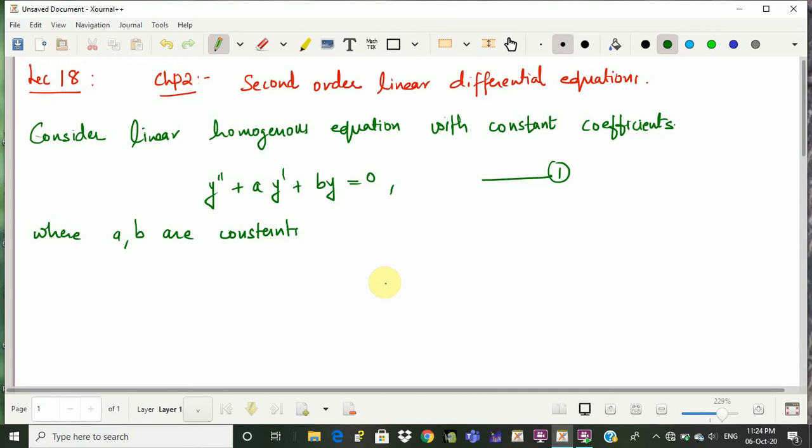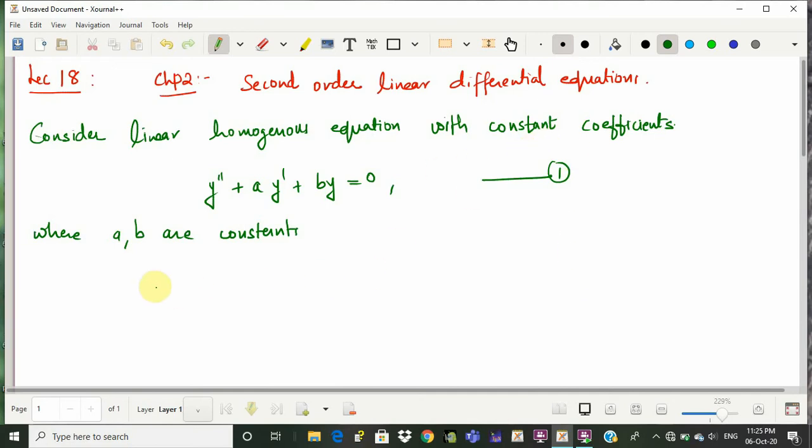In this lecture we will discuss the solution to the homogeneous equation with constant coefficient. In fact, the second order linear homogeneous equation with constant coefficient. As we know that solving a second order differential equation is a cumbersome task, we solve its simplest form, that is a linear homogeneous equation with constant coefficient.